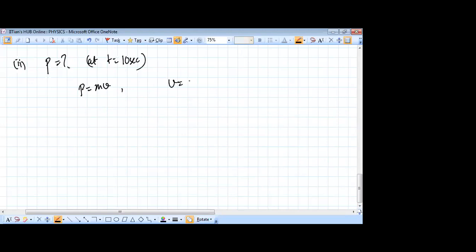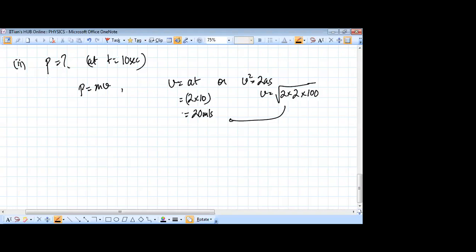So for velocity, you can use v = at, or you can use v squared is equal to 2as, whichever of the two. If you go by this method, it is 2 meters per second squared into 10, or 20 meters per second. Or if you go by this, v will become square root of 2 into acceleration, which we found out was 2 meters per second squared. The displacement was 100. So this will also be the same. So the velocity is 20 meters per second at t equal to 10 seconds. And the mass is 5 kg. So the momentum is equal to 100 kilogram meter per second at t equal to 10 seconds.